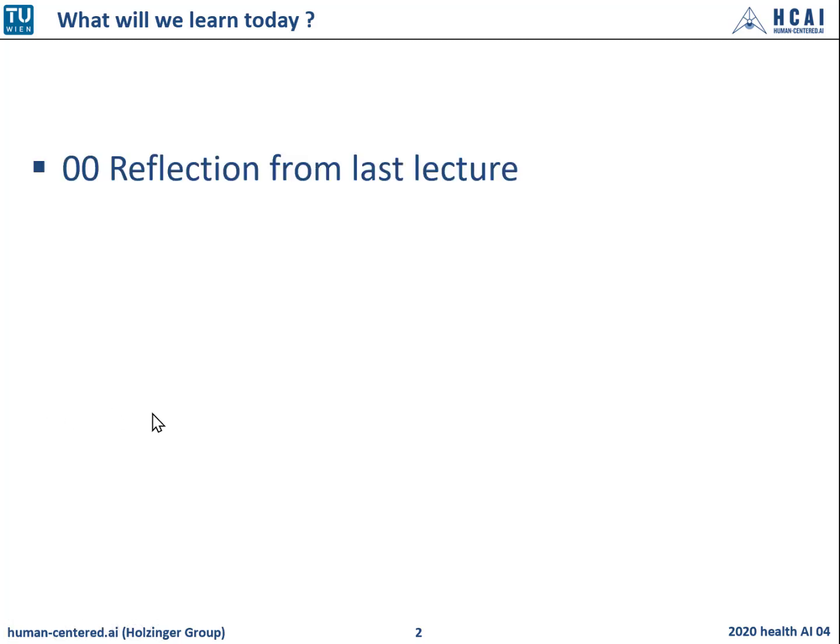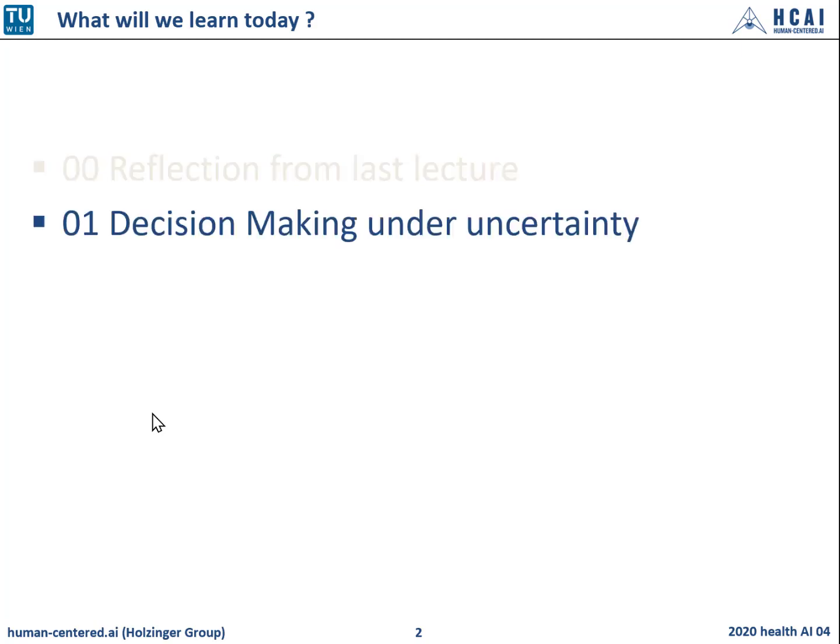So what will we learn today? The central topic is medical decision making under uncertainty, and we will see what technologies can be of help here. But at first, of course, as always, we do a reflection from last lecture. Then we start with decision making.